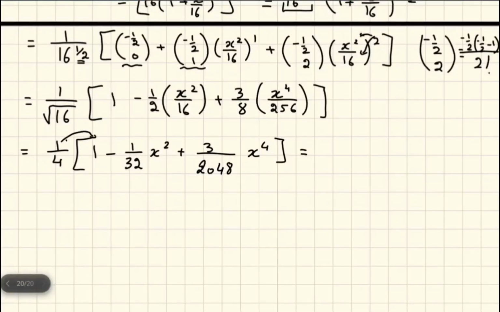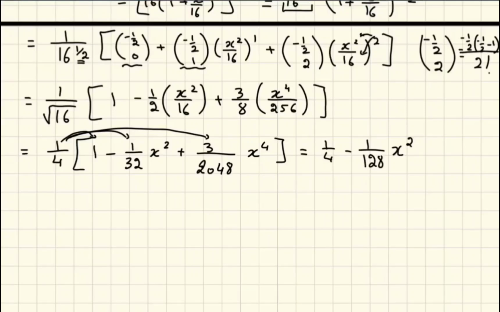No. We need to distribute the 1 over 4. So we get 1 over 4 minus 1 over 32 times 4, 32 times 4, it will be 128 x squared plus 3 over, we need to multiply 4 by 2048, and in this case we get 8192 x exponent 4. So the box on top here is 3, this one is 8192, this one is 128, and this one is 4. If you do these steps, you will get hopefully everything correct.